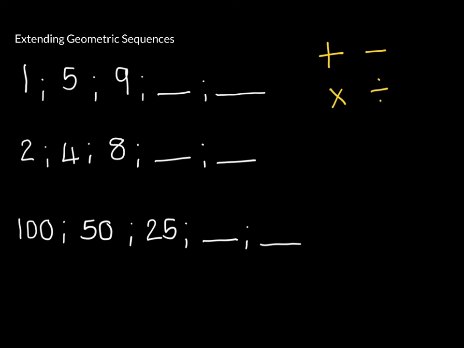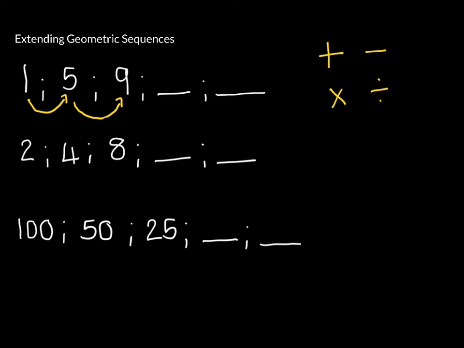So let's start with 1, 5, and 9. Now, if I want to get from 1 to 5, there are a couple of things I can do. First, I can multiply by 5. I'm going to get 1 times 5, which will give me 5. So I can definitely multiply by 5. But when I go here, 5 times 5, I'm not going to get 9. So this one isn't correct. I don't think that multiplying is what we're going to have to do in this case. So maybe let's try something else.